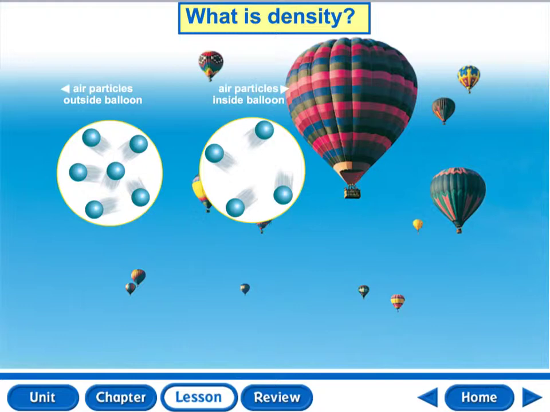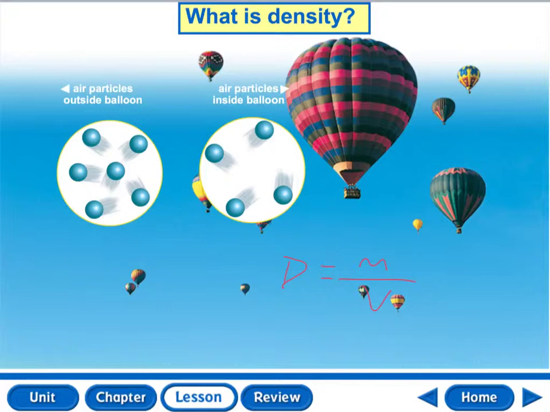Scientists define density as the amount of mass in a unit of volume, so there's quite a few definitions there. Density also describes how tightly packed the matter is in the object. To find density equals mass divided by volume.